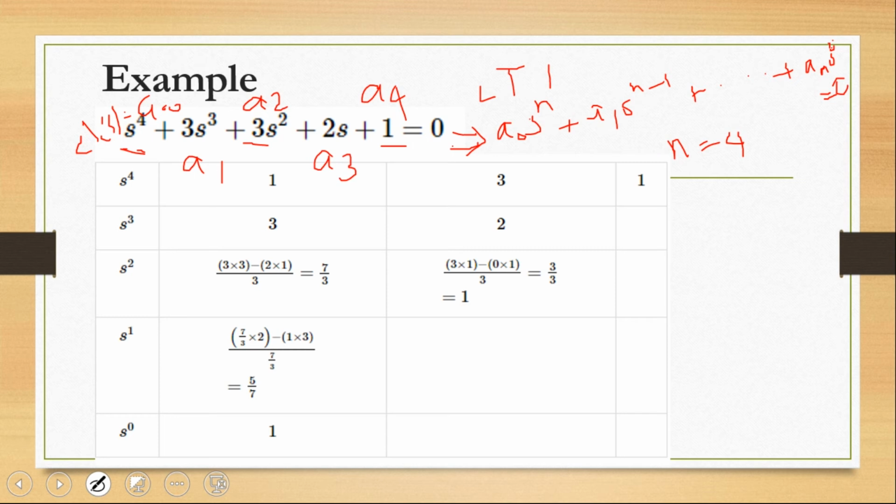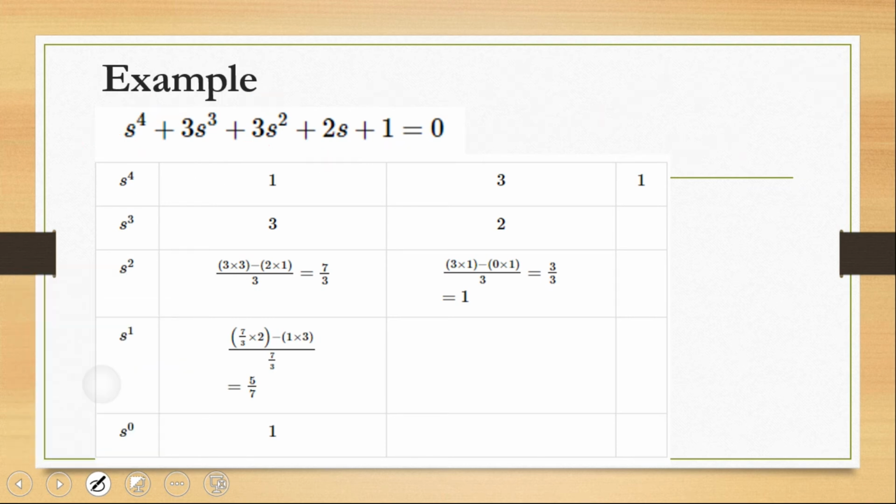So first we write s to the power 4. The coefficient a0 is 1, the coefficient of a2 is 3, and a4 is 1. So we write this in the first row. In the second row, we will have the odd terms, that is a1 and a3.